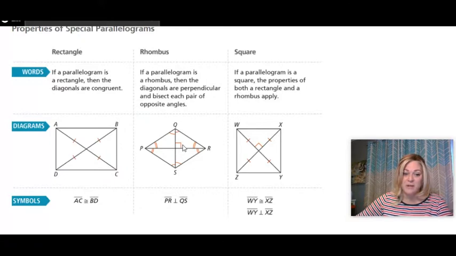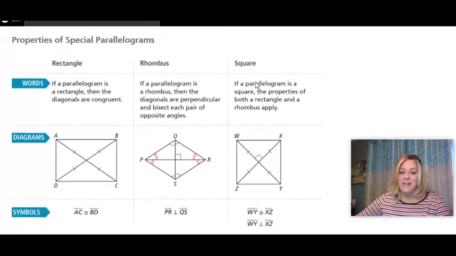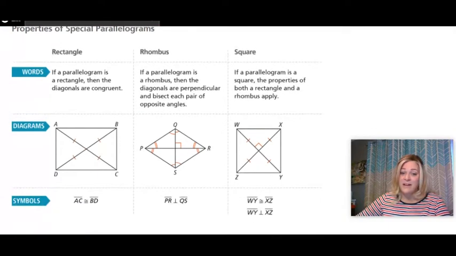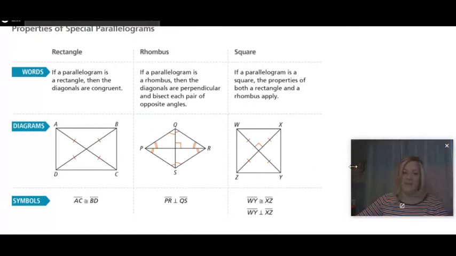A rhombus has all these properties. The intersecting angles of the diagonals are 90. Opposite angles, like across from each other, are bisected and congruent. Okay, and if the parallelogram is a square, then all those properties apply. The rectangle and rhombus and parallelogram, for that matter, all apply to the square. I hope that helped.